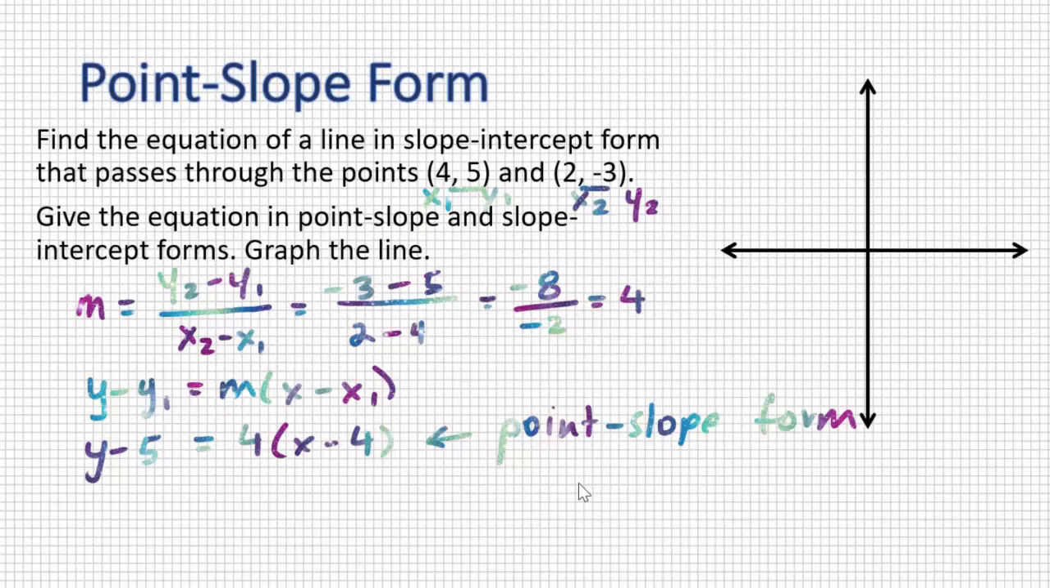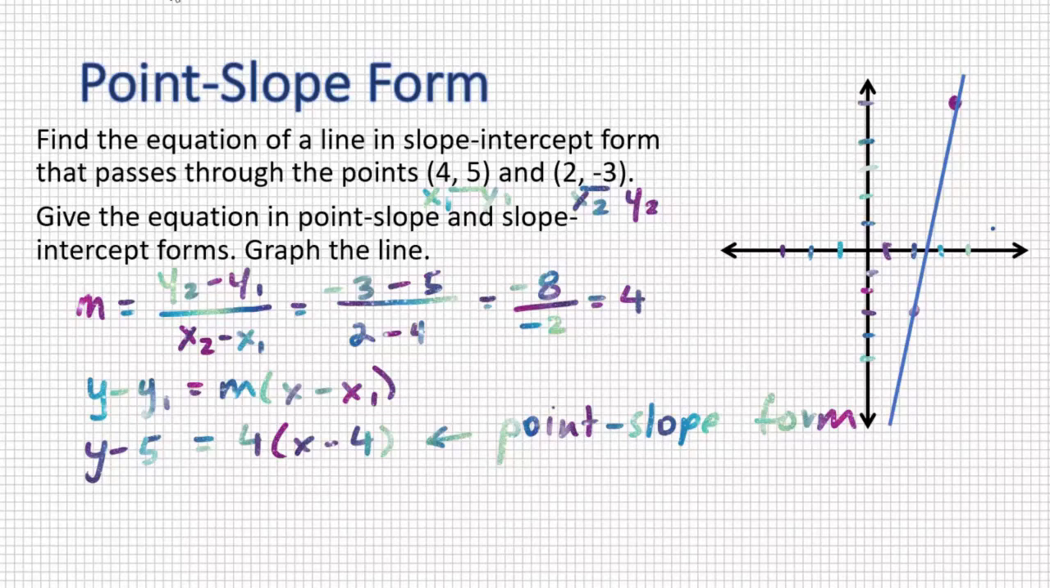And in fact, now that we have the slope and a point, we can go ahead and graph this line. Since we have 2 points, I could just use those 2 points to create the graph. Here they are. Connecting them with a straight line gives me the graph of that line.